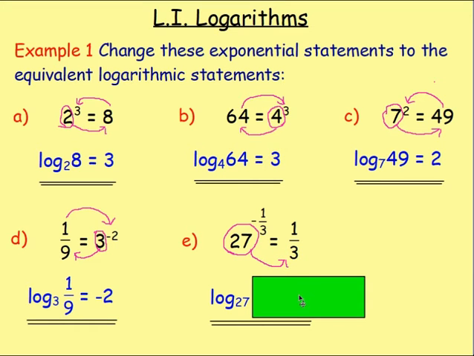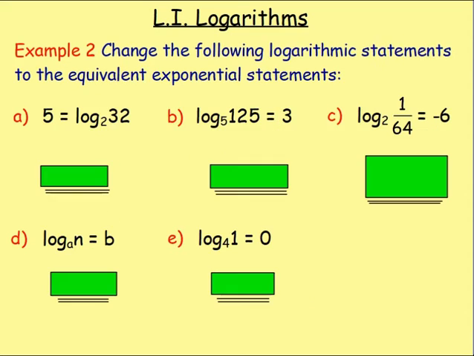So log base 27 of 1/3 equals, and if you draw a line at the top, we're left with negative 1/3. So we know then that that will equal negative 1/3. So base, bottom, top, changing between log form and exponential form. That is what you would do. Let's try it the other way.